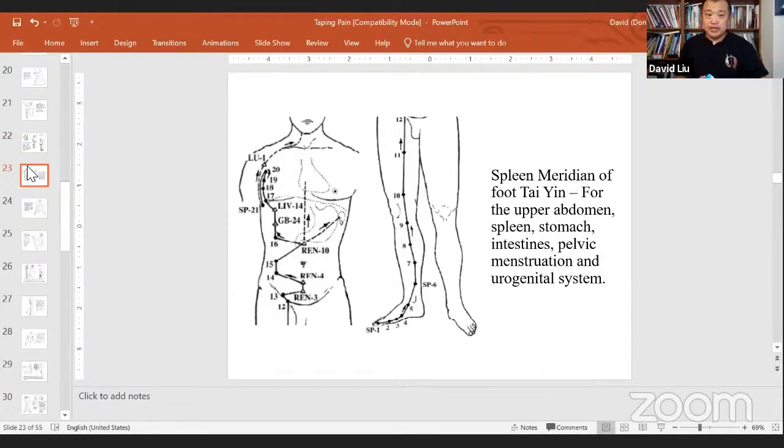Well, spleen meridian. The spleen meridian is the frontal inner side of the thigh and the leg. It is the inward kick, front and inward kick. It is also related to the upper abdomen, spleen, stomach, pelvic area, menstruation, and the urinary or genital system. So this is the spleen meridian.